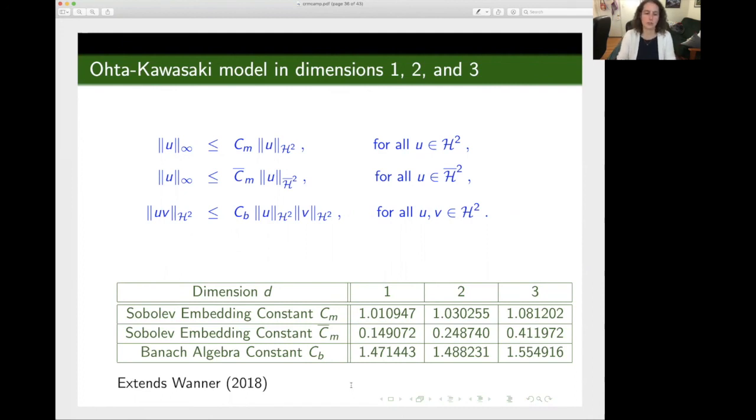And so this is an extension of what was done in 2018. We've actually come up with not necessarily the best possible, but pretty close to the best possible constants that we were able to get. You couldn't do too much better than this for these embedding constants.